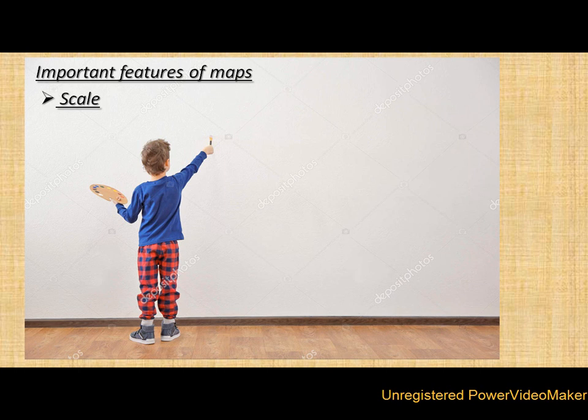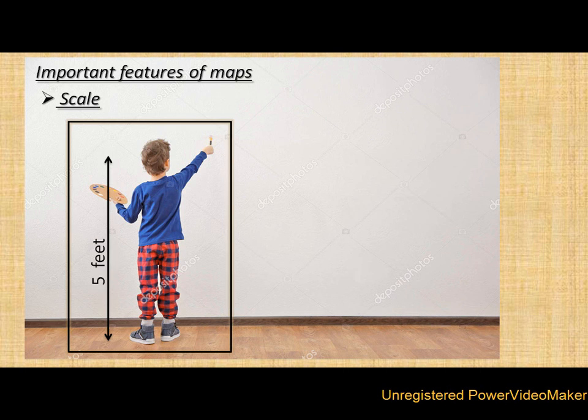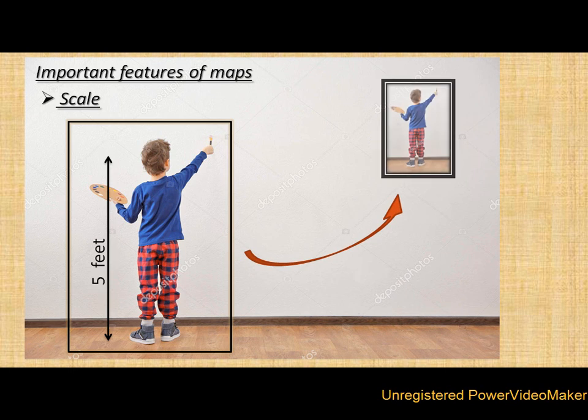Here you can see one boy standing and the height of the boy is 5 feet. Just imagine that the height of the boy is 5 feet and you want to put the picture of this boy in a wall frame. So you took a picture and you want to put it in a wall frame, but the wall frame's height is only 50 centimeter. How will you fit this 5 feet tall boy's picture? How will you fit this thing in the wall frame?